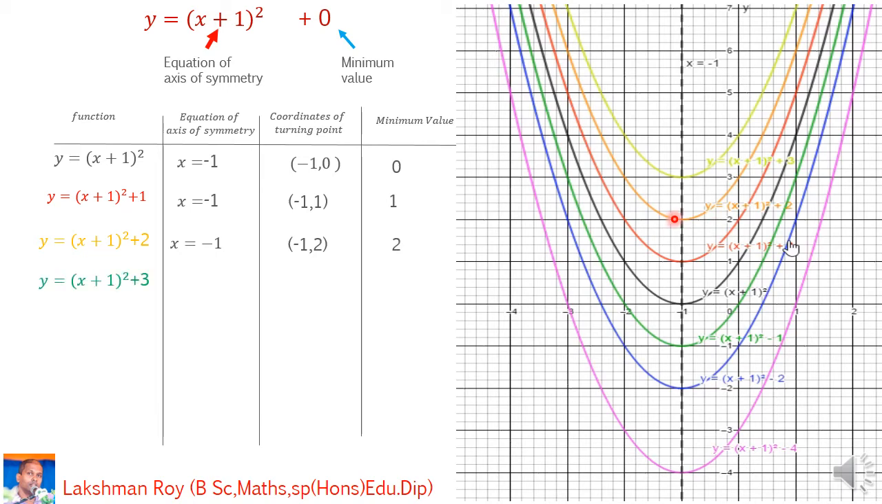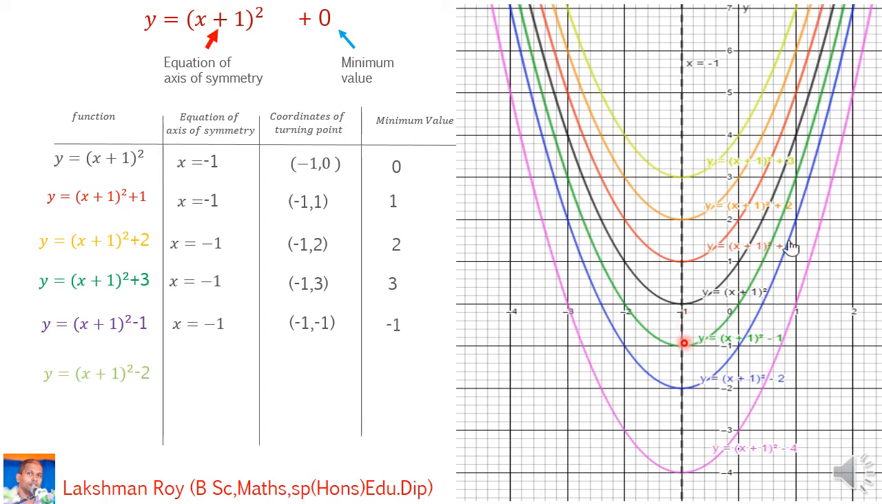Then the fourth one, (x plus 1) squared plus 3, 3 units upward. The equation of the axis is the same, x equals -1, and the turning point has x coordinate -1 and y coordinate 3. The minimum value is 3. Then downward: see this function, (x plus 1) squared minus 1. The equation of the axis of symmetry does not change. The minimum point has x coordinate -1 and y coordinate -1, so the minimum value is -1.